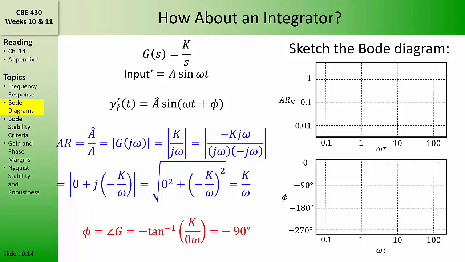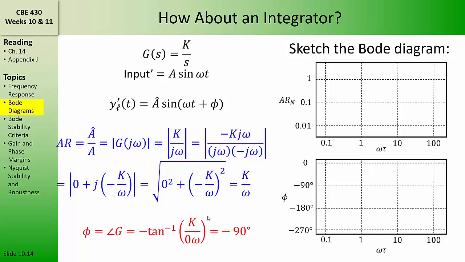The integrator is a gain divided by s. We can find the frequency response by substituting s equals j omega. The amplitude ratio is the square root of the sum of the squares of the real and imaginary parts. Now, when we substitute s equals j omega, we end up with a j omega in the denominator, and we can resolve this by multiplying the numerator and denominator by the complex conjugate, minus j omega. When we multiply by the complex conjugate, we end up with only an imaginary part with a j in the numerator, minus j times k divided by omega. So the amplitude ratio is k divided by omega.